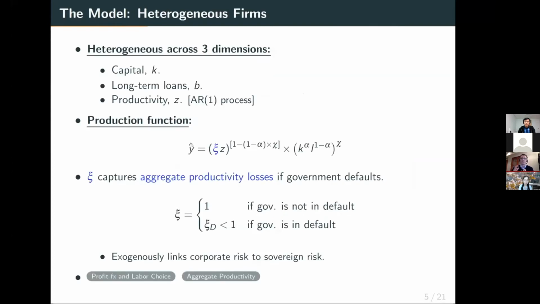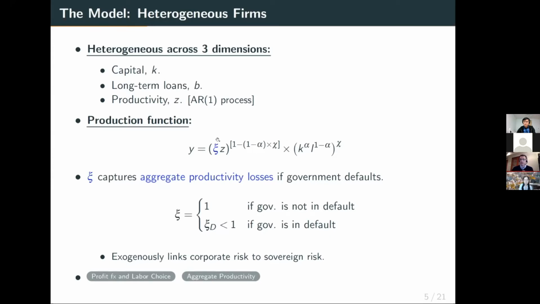Okay, so let me start describing all the different pieces of the model, starting with the non-financial firms. These firms are heterogeneous across three main dimensions: capital, or the size of the firm; the stock of long-term loans, B; and their productivity, which I'm assuming follows an AR(1) process. These firms use their own stock of capital K and hire labor L in the market to produce the unique final good of this economy, which is this Y right here.